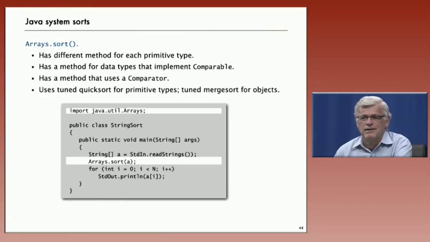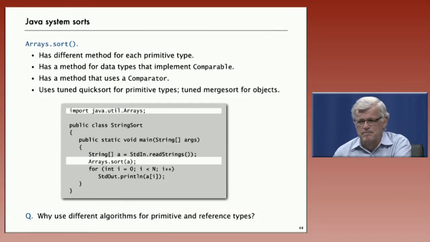and so they'll use the QuickSort. To invoke Arrays.sort, you have to import the namespace from java.util.Arrays, and then all you need to do is invoke Arrays.sort. I just answered this question, why do we use different algorithms for the two types? And this is maybe arguable.